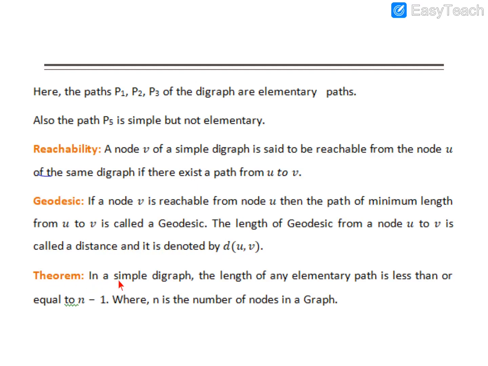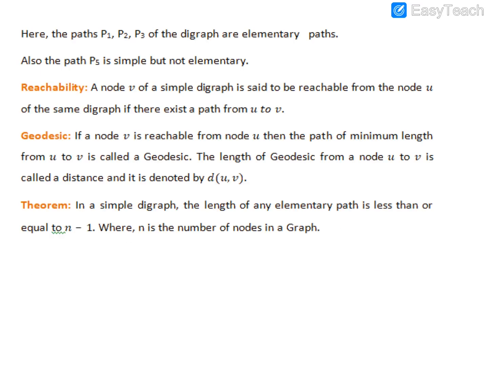Now the next theorem: in a simple digraph, the length of any elementary path is less than or equal to n minus 1, where n is the number of nodes in the graph. In an elementary path, the nodes are not repeating. That means one node will never repeat again. Therefore, the length of any elementary path is less than or equal to n minus 1.